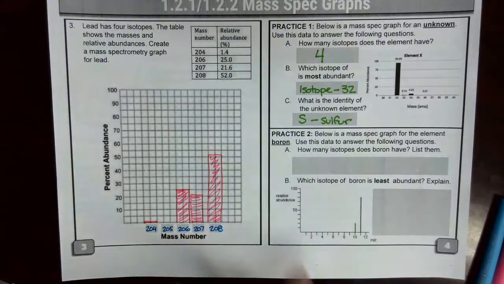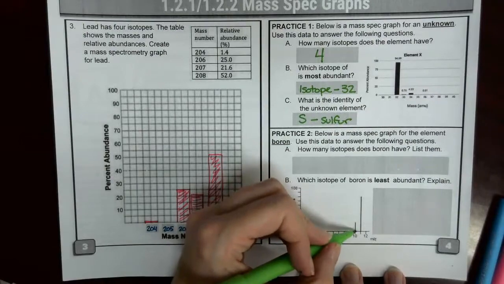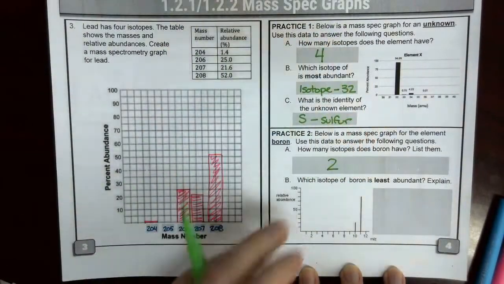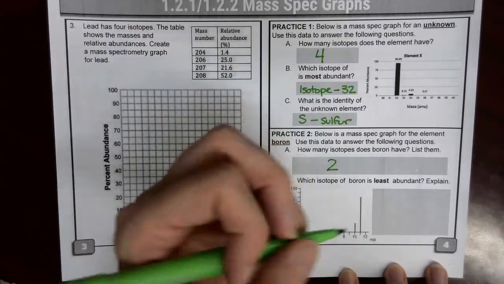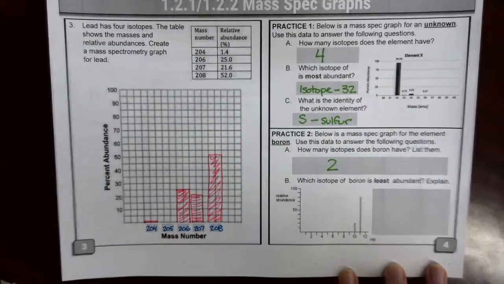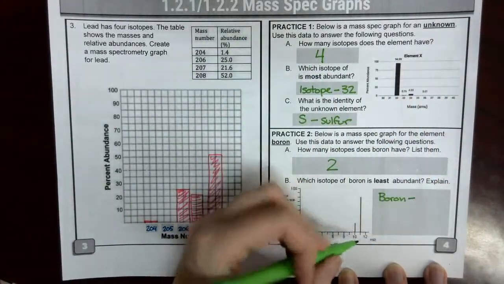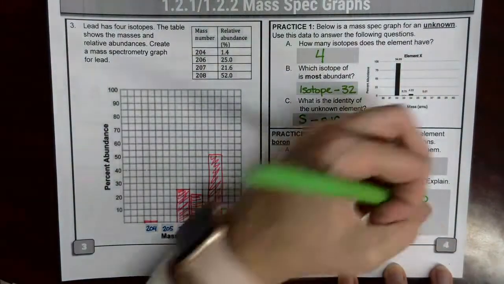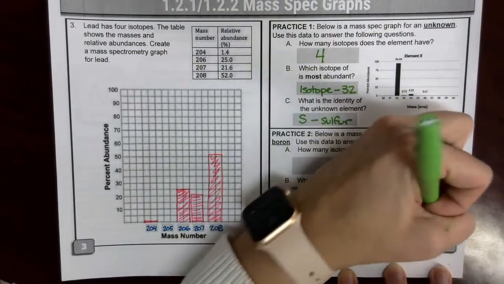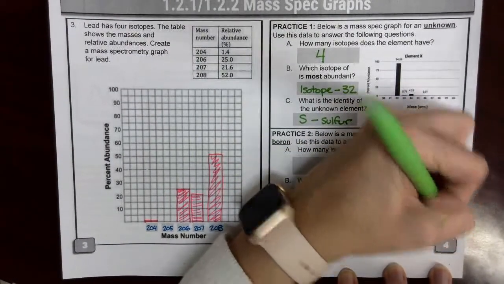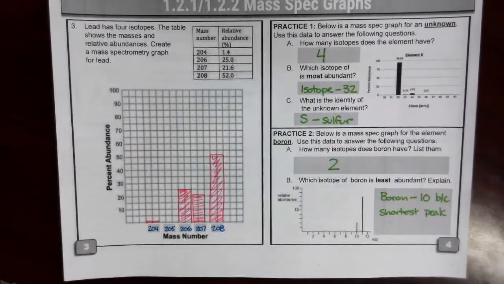Okay. Then down below here, it says how many isotopes does boron have? So I can see 1, 2 peaks, so that's 2 isotopes. Which one is least abundant? It's going to be our shortest one right here. So that is going to be boron-10, because it has the shortest peak. That's how we know that that is least.